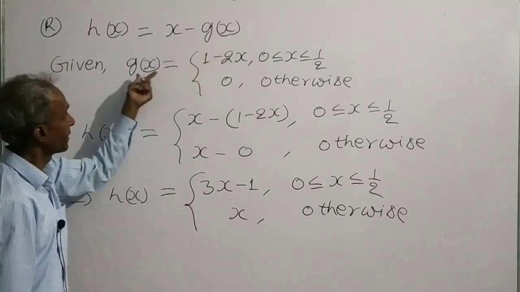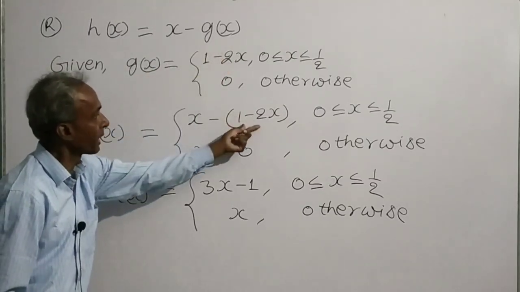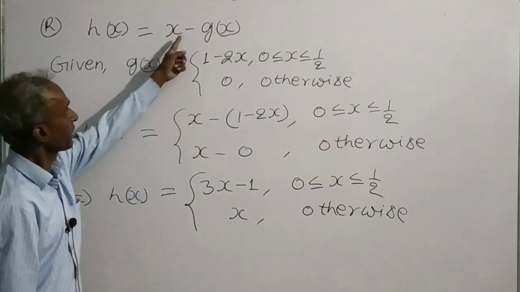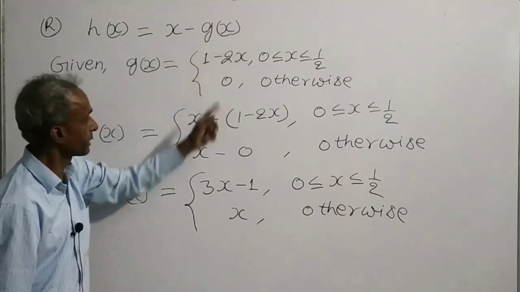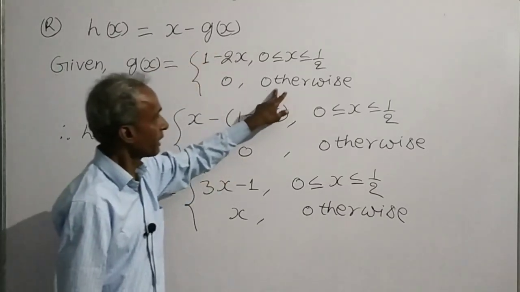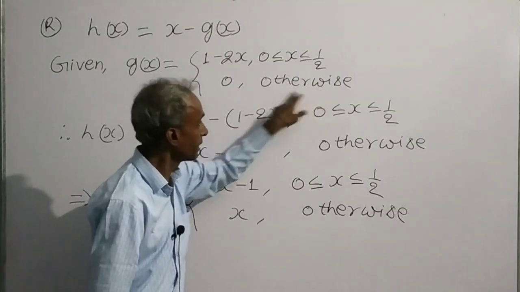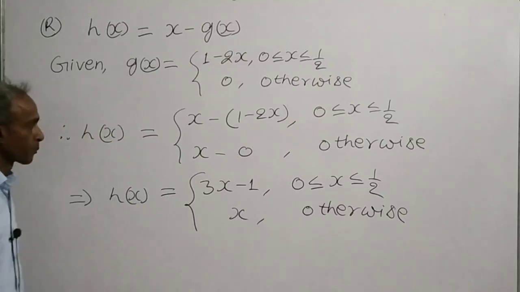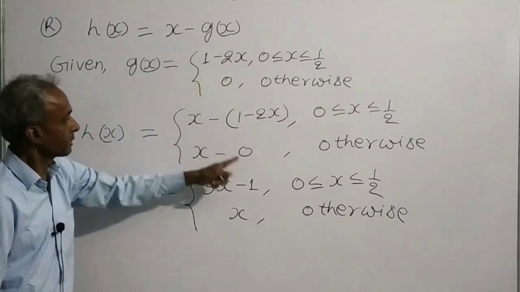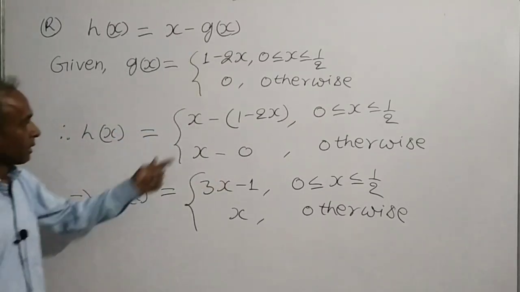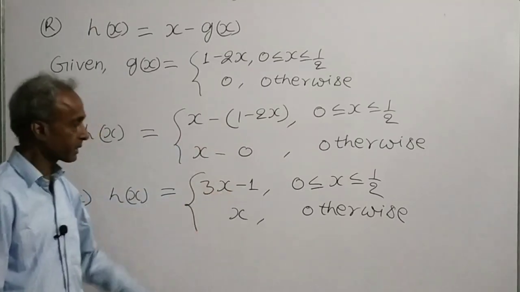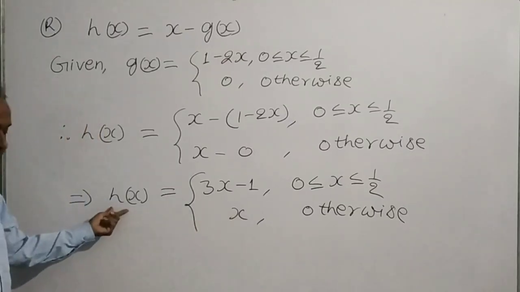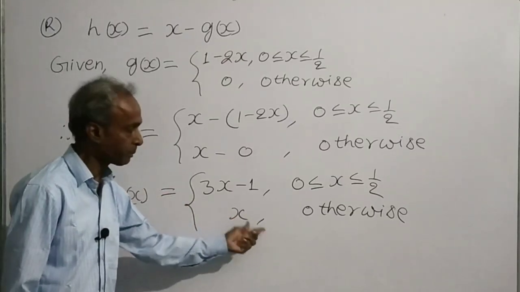That means x minus (1 minus 2x) when x lies in this interval, and when x lies in the otherwise interval, g(x) is 0, so x minus 0. This becomes equal to 3x minus 1, and x minus 0 is x. Thus we get h(x) equal to this function.